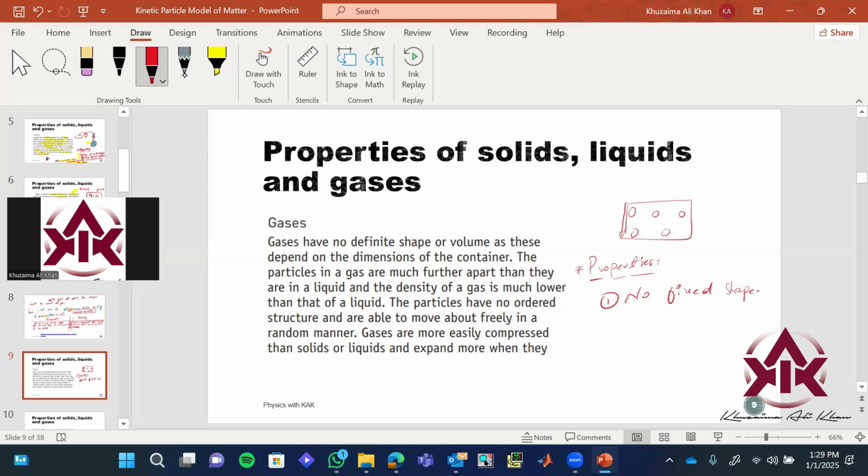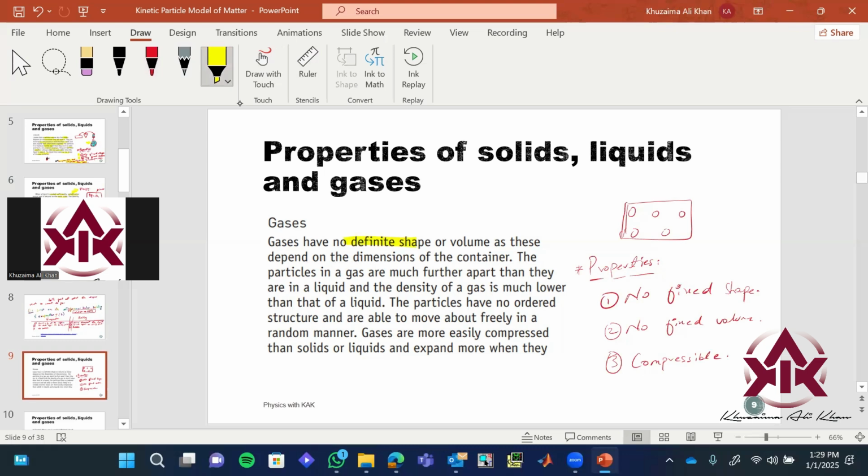It has no fixed volume, but the gas can be compressed. So gas can be compressed into a cylinder also. You might have seen that in the northern areas of Pakistan, you have cylinders of gas which are used for cooking. So it is compressible. These are the prominent properties of gas.